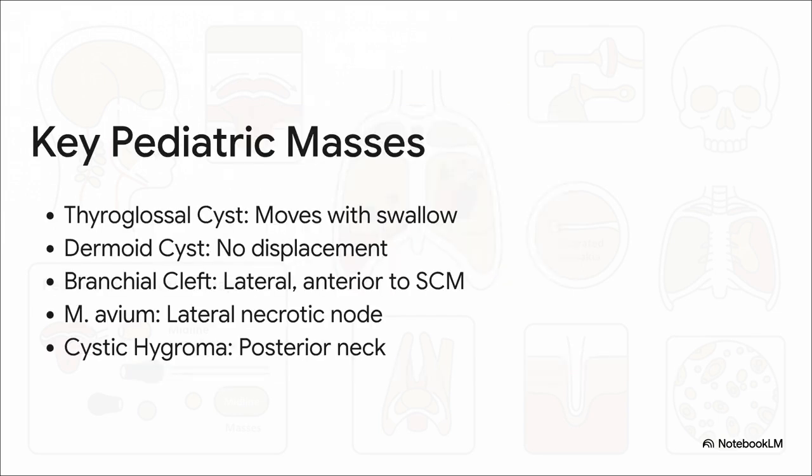Let's lock in the high-yield pivot points here. If a midline mass moves vertically when the patient swallows or sticks their tongue out, that guarantees a thyroglossal duct cyst. Dermoid cysts are also midline, but they won't budge with tongue protrusion. For lateral masses, if it's positioned right anterior to the sternocleidomastoid, it's a branchial cleft cyst. Now, if you see a lateral necrotic node paired with violaceous skin and maybe a fistula, that points directly to an atypical Mycobacterium avium infection. And don't forget cystic hygromas. These feature dilated lymphatic vessels and reliably show up in the posterior neck.